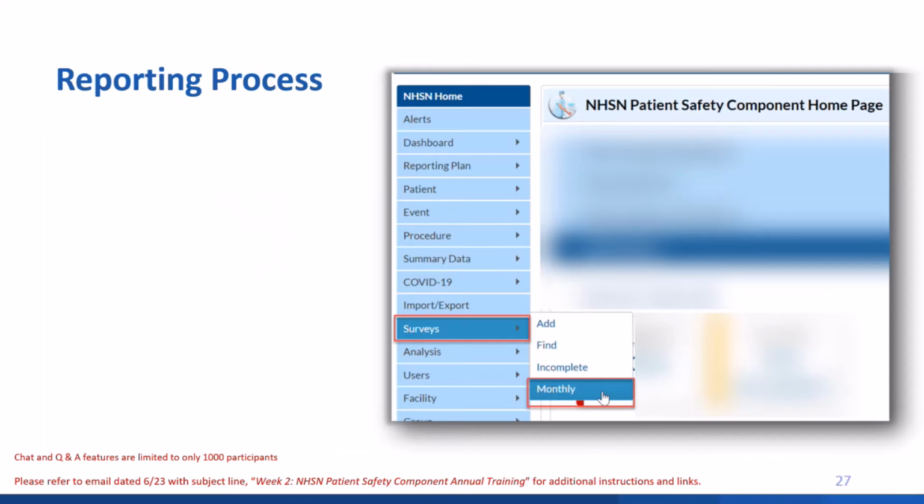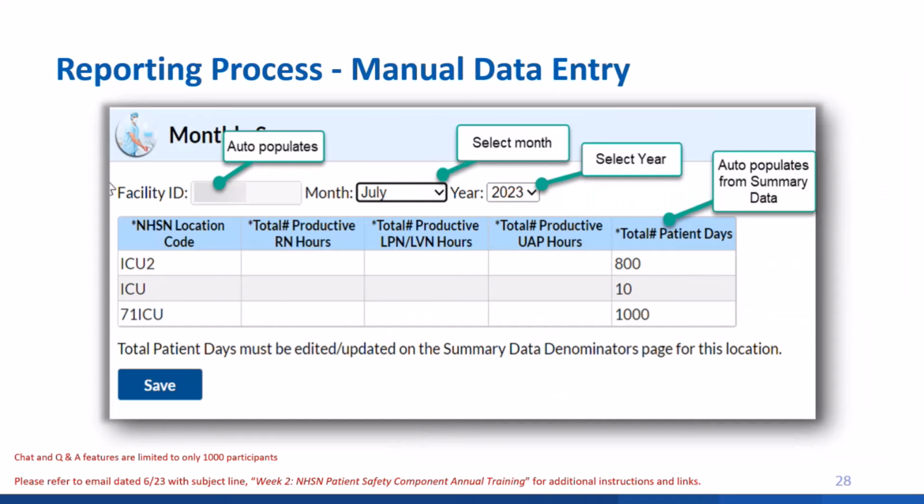So for reporting nurse hours, again, on that menu on the left in your patient safety component, you'll see surveys and then navigate to monthly. And when you click on that, a screen that looks similar to this will pop up. Your facility will auto-populate because remember you selected that as you were entering into the patient safety component. Then you select your month and year.